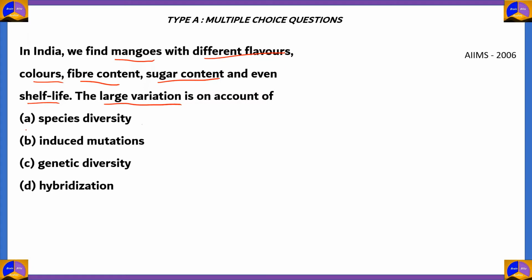Option A, species diversity, is outright incorrect because all the mangoes are essentially the same species, Mangifera indica. We might have variations in subspecies, but it's still the same species. We're not comparing mangoes and bananas, we're comparing two types of mangoes. So they are the same species.